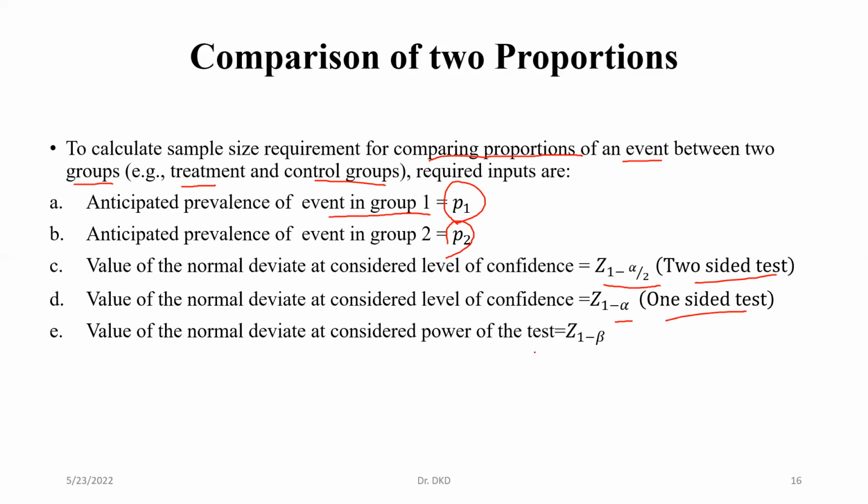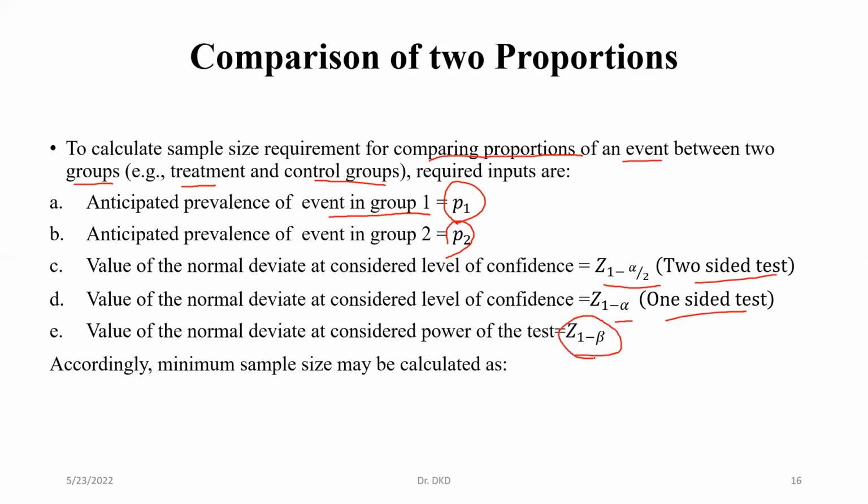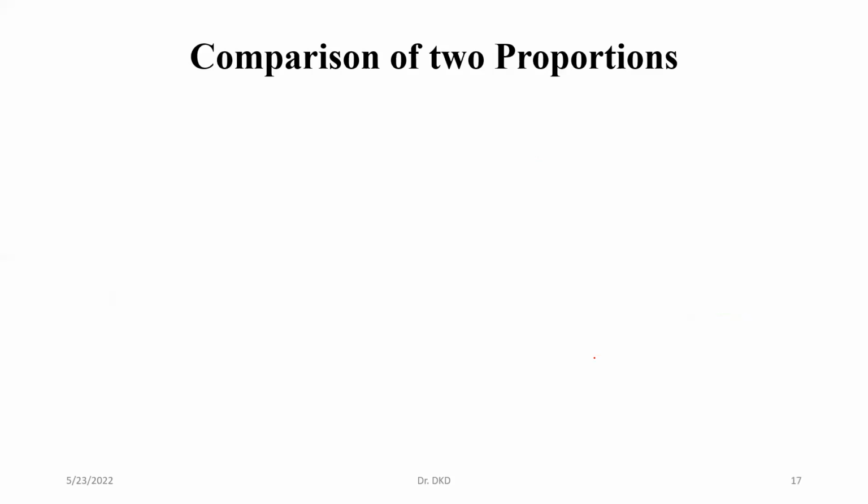The power of the test is also very important, and it is denoted Z(1 minus beta). Accordingly, the minimum sample size may be calculated using a formula that we need to understand.